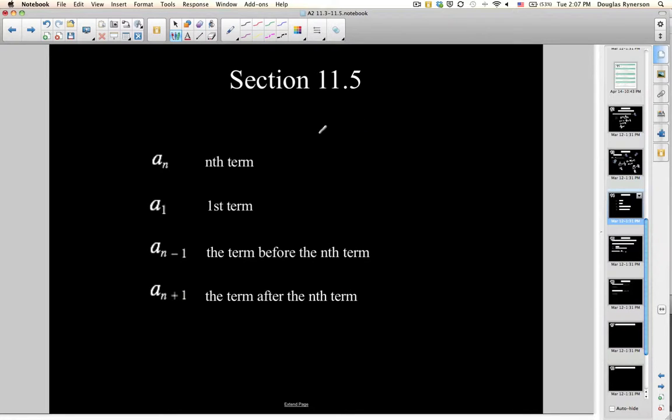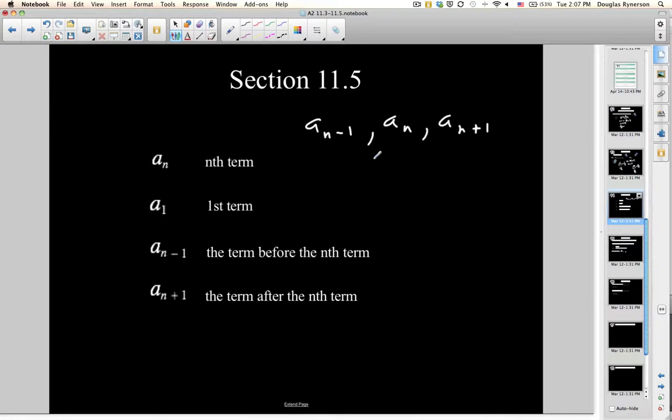So if we were to put those in order, in a sequence, I'd have a sub n minus 1, the next term would be a sub n, and the next term would be a sub n plus 1. So these are just ways to reference locations of unknown terms in terms of where they are in a sequence.